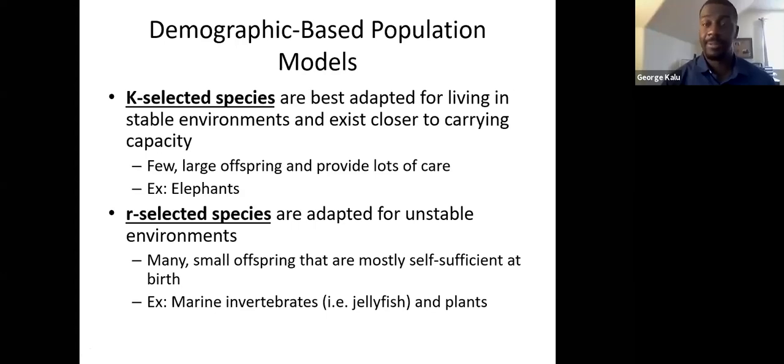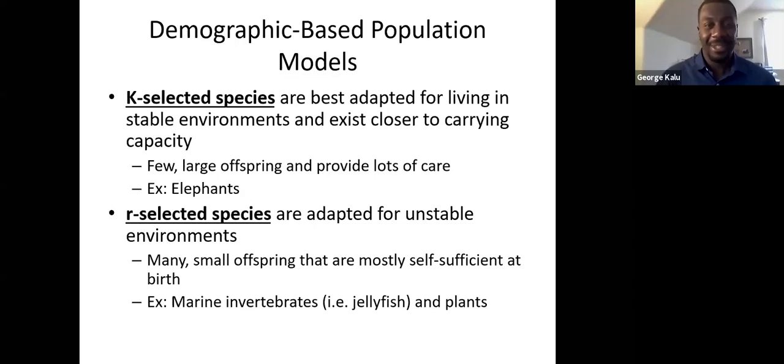And the reason for that is, again, because their offspring are going to be mostly self-sufficient. So the parents are not going to be producing lots of parental care because the offspring can survive on their own from the time they're born. Okay, so those are our r-selected species. Cockroaches too, yes. Cockroaches would be a big example of our selected species too.